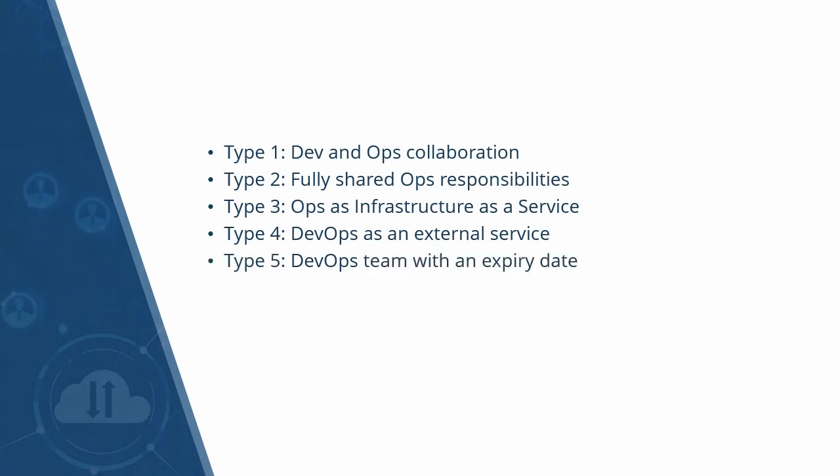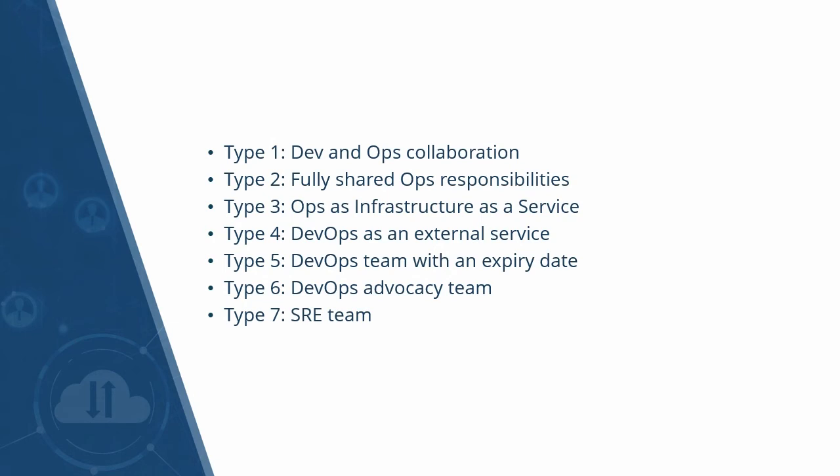Type 5 is a DevOps team with an expiry date, where you will be taking up a team with a fixed duration of time. This can be treated as a temporary team which comes up with a mission to bring devs and ops closer together. Type 6 is the DevOps advocacy team. We'll find that within an organization, when we implement a DevOps advocacy team, their responsibility is to identify the gap between dev and ops and try to facilitate a culture in order to eliminate it.